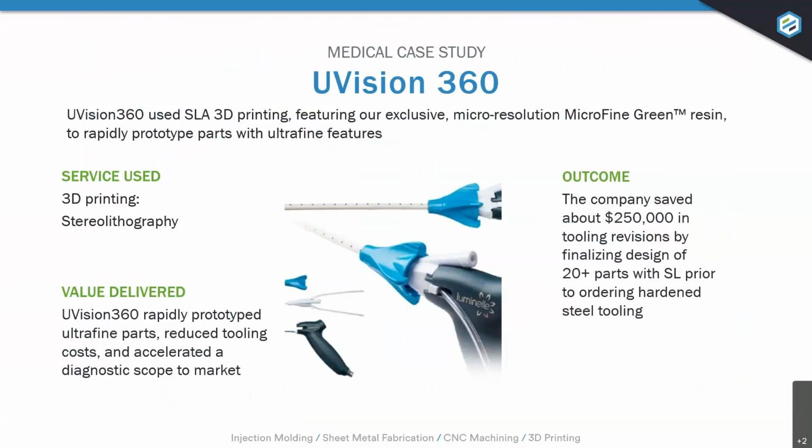UVision 360 is one case study we would like to share. UVision 360 used our micro-resolution microfine material in stereolithography to print prototypes with very fine features. They were able to save about $250,000 in tooling revisions by finalizing designs of over 20 parts before ordering steel tooling.